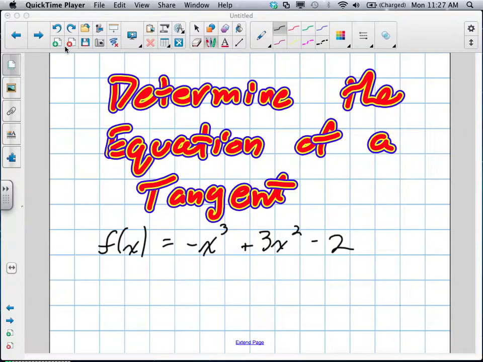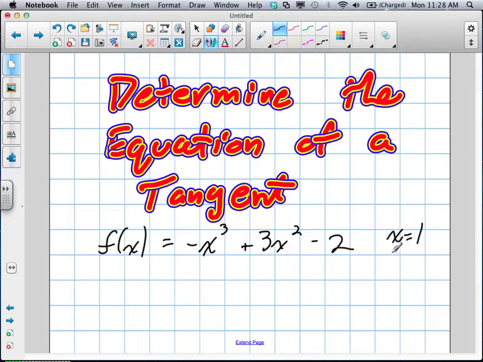Okay, last example, determine the equation of a tangent to this curve. They want the tangent to be at the point x equals 1. Okay, we're going to derive this function first, then plug in our x value to find out what we're going to have in terms of an equation. And then there's going to be a part B to this.